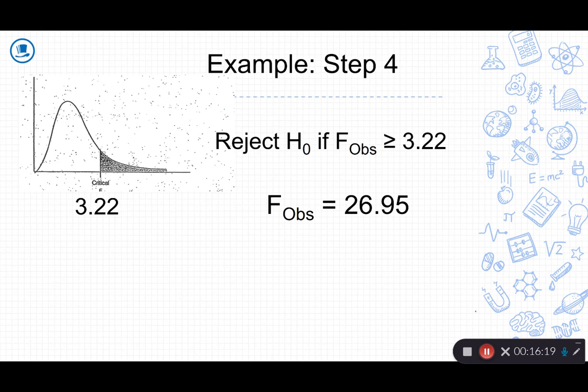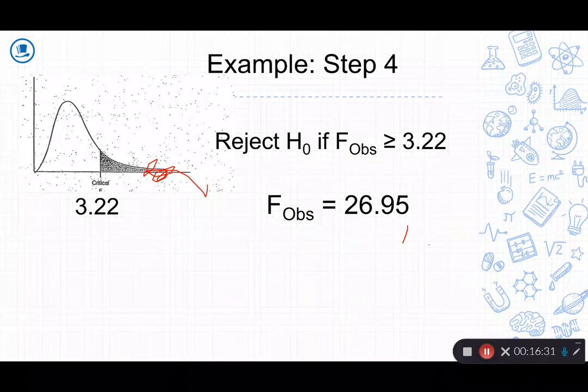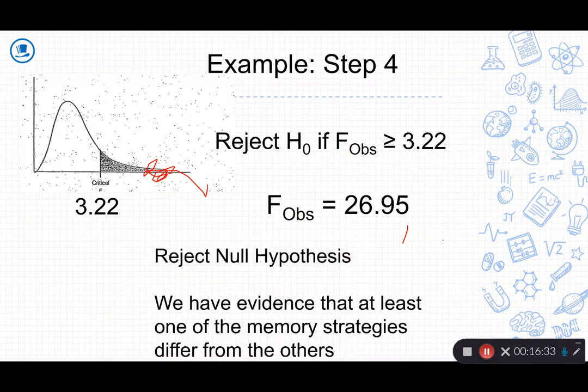In this case it is, right? The F observed was 26.95. So hopefully you see where this is headed, right? It's way, whoop, there it is, way out here. So we're going to reject the null hypothesis, and the conclusion is that we have evidence that at least one of the memory strategies differs from the others.